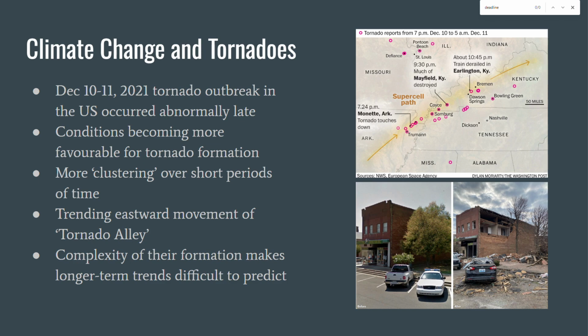And you can see in this image here, there were so many tornadoes that happened in this narrow supercell path, causing extensive damage. There's a trending eastward movement of Tornado Alley because of climate change. And the complexity of their formation makes longer-term trends difficult to predict.